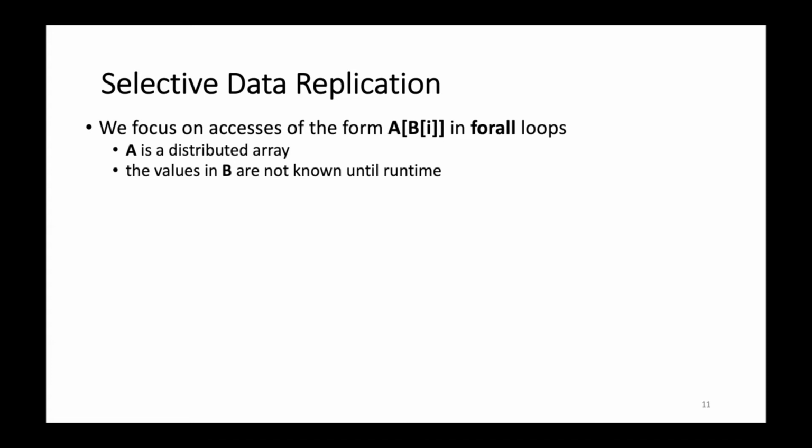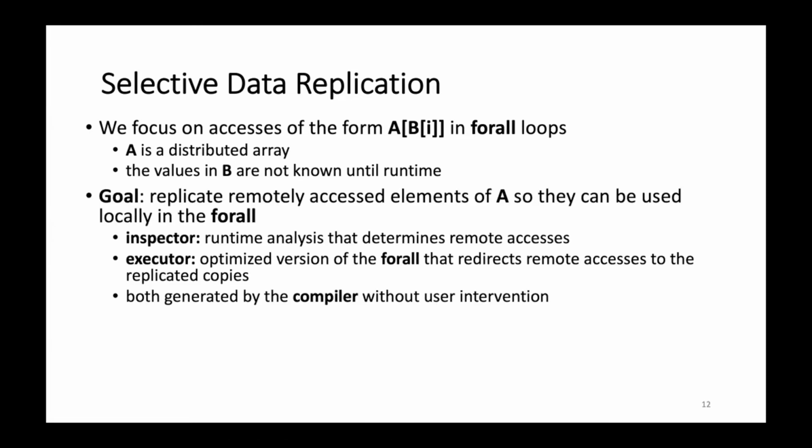So it could be the non-zero indices in your sparse matrix or the neighbor IDs in your graph. This complicates a lot of static optimizations because we don't know what the access pattern is until we run the program. So what we're going to do as far as optimization is selective data replication. The idea is to look at the access pattern to the array A and replicate anything that's accessed remotely so that we can use it locally when we run the loop.